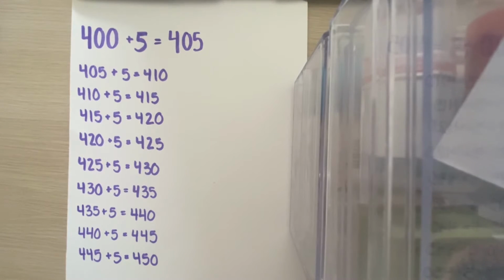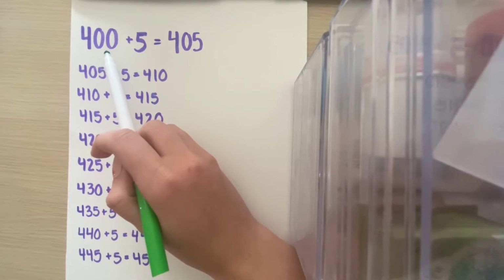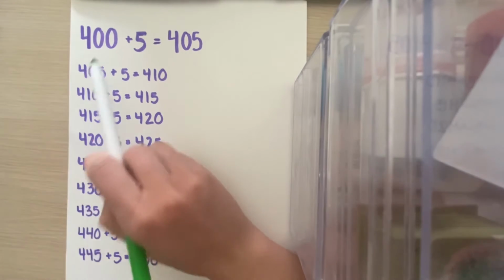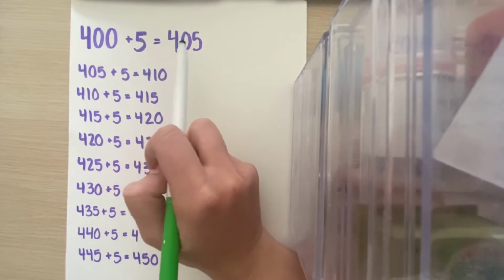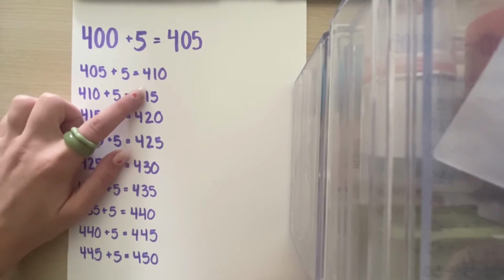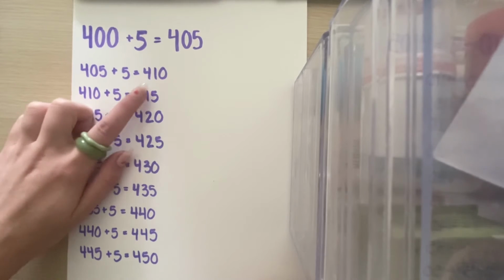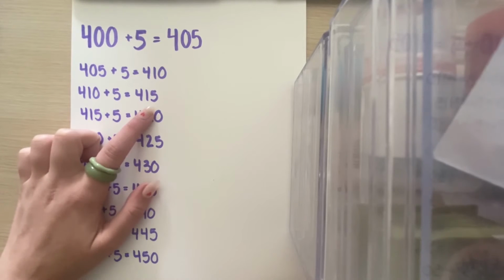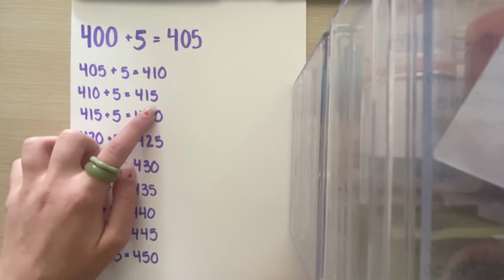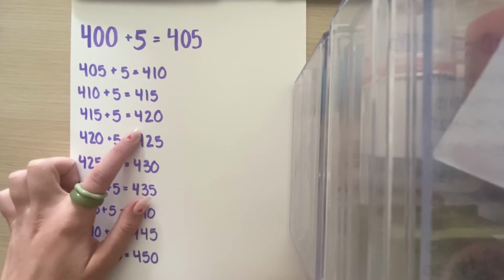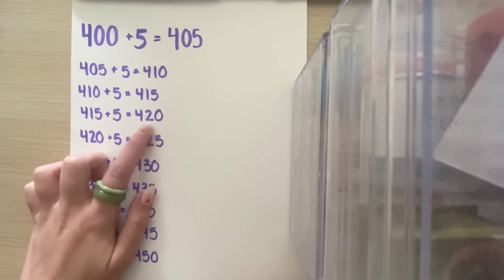Now that we know place values, we can begin to add within the number 1,000. Let's start with the number 400 and keep adding 5s until we reach the number 450. If you can see, we have 400 plus 5 equals 405. Moving down, we have 405 plus 5 equals 410. 5 plus 5 equals 10. Then we have 410 plus 5 equals 415. 10 plus 5 equals 15. Next we have 415 plus 5 equals 420. 15 plus 5 equals 20.